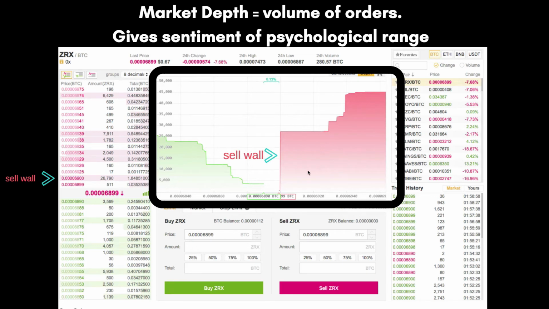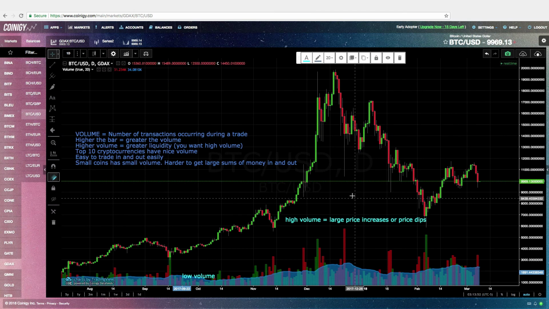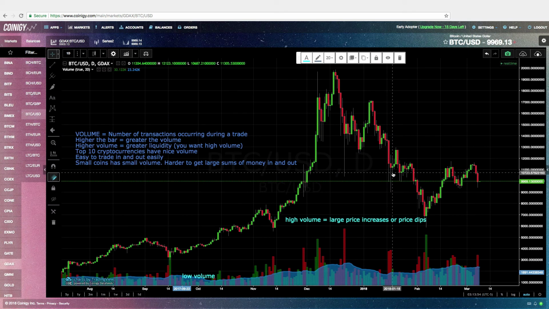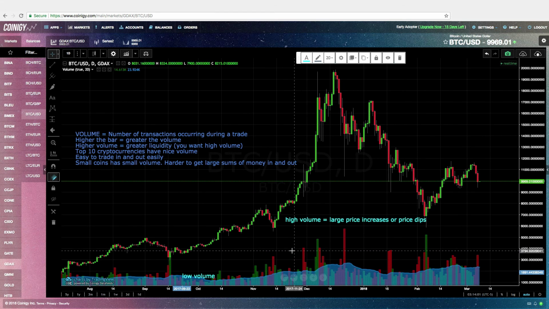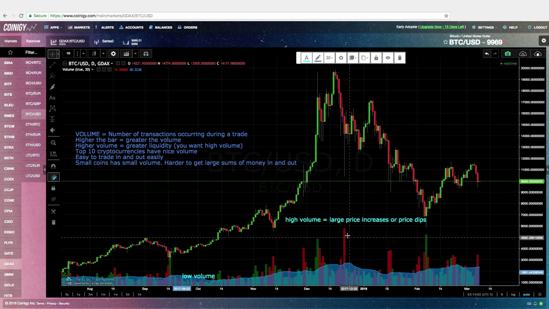We're gonna head back over to Bitcoin now to talk about the volume. So now we're back over on the Bitcoin chart. I cleaned it up for you, and basically we need to talk about the volume. These bars down here represent the volume candlesticks, and volume is basically the number of transactions that occur during a trade or during a specific time period. So the higher the bar, the greater the volume, and the greater the liquidity. You want high volume because that will give you easy access to get into and out of coins.